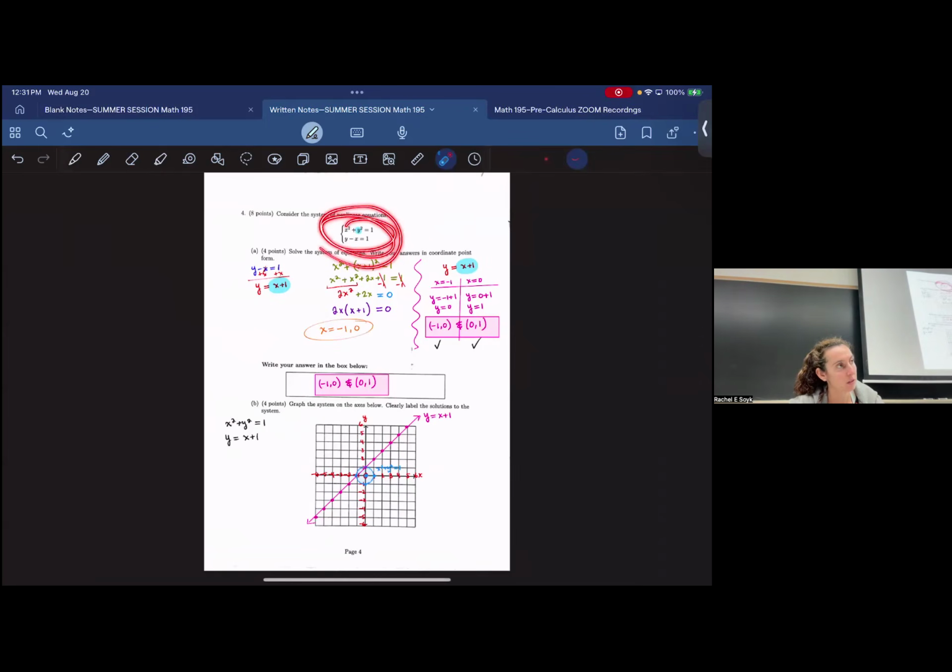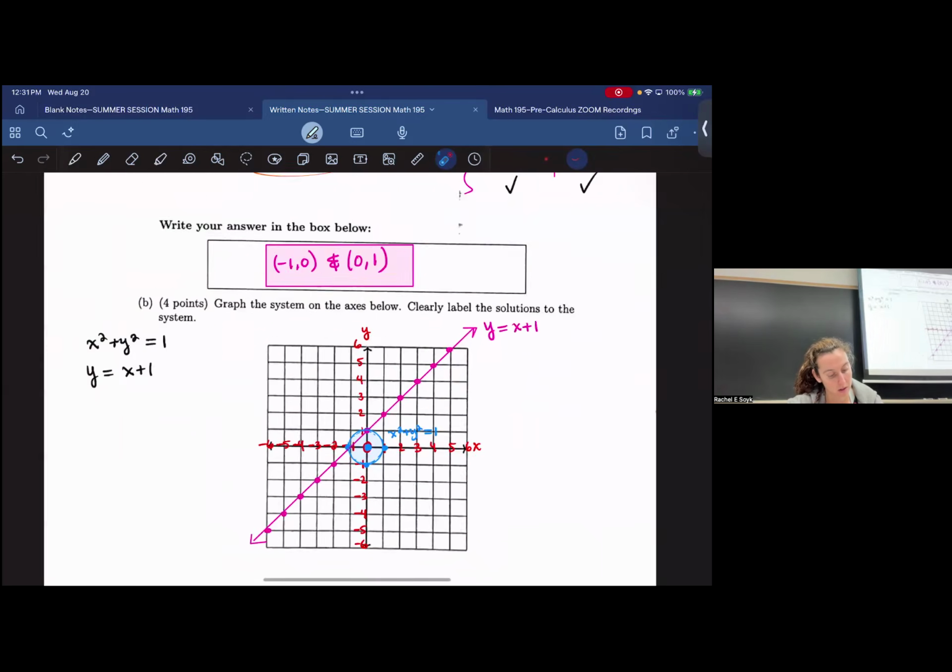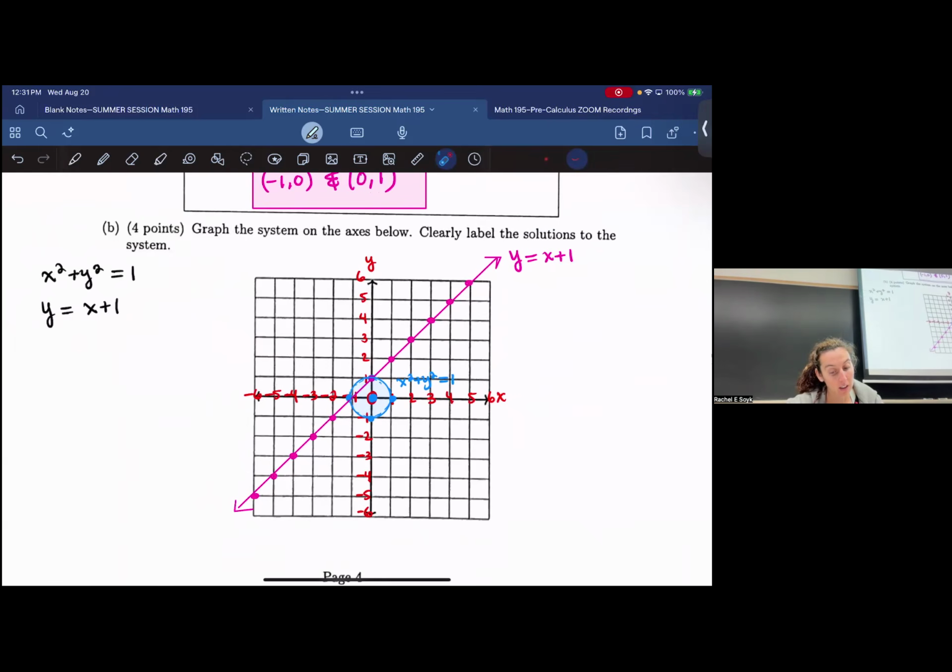This is our system, the two equations. And then it says clearly label the solutions to the systems. So that's our last step. So we have a solution here, which is our y-intercept. And then we have an x-intercept solution over here.